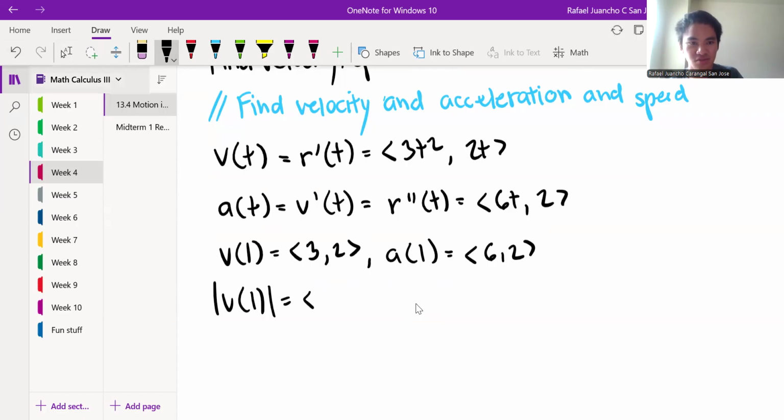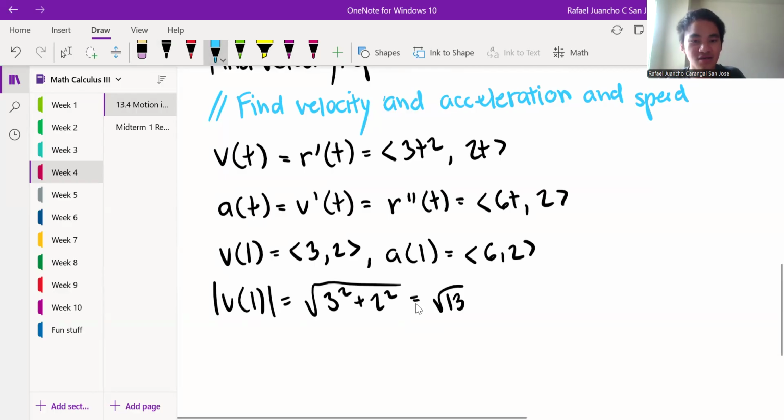So my speed as well. See how easy it is? You just square it. Then I get 9 plus 4. Don't ask why I'm using a calculator. I get square root of 13. Yeah, I'm that guy. Okay.